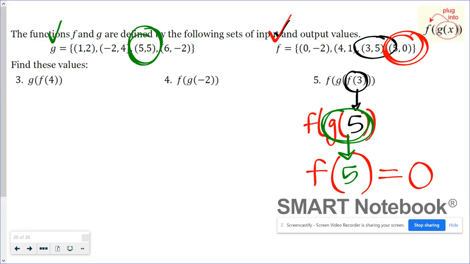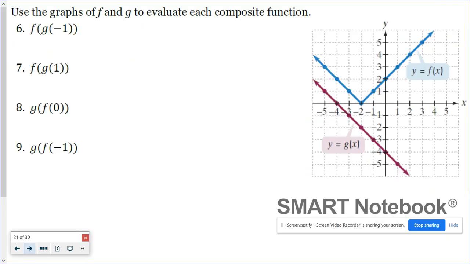Now I can do this as well with a graph, okay? So when we look at graphs, remember, they're telling us the x value. We need to use the graph to find the corresponding y values. So we start once again with what's on the inside. So this is g of negative 1. So g is my graph that's in red. I'm going to find that point. So the point's right here. Okay. G of negative 1 is negative 3. So this is now f of negative 3.